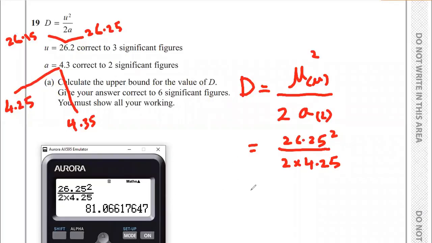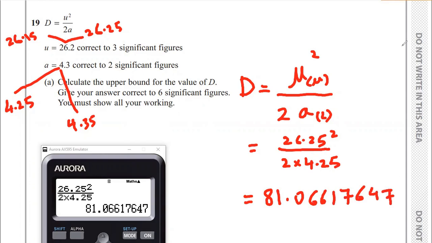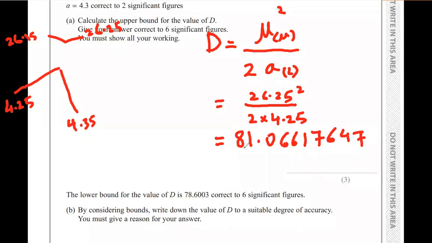If we use a calculator, we will get 81.0661767. What if we round this to 6 significant figures as required? So this will become 81.0662. It's correct to 6 significant figures.